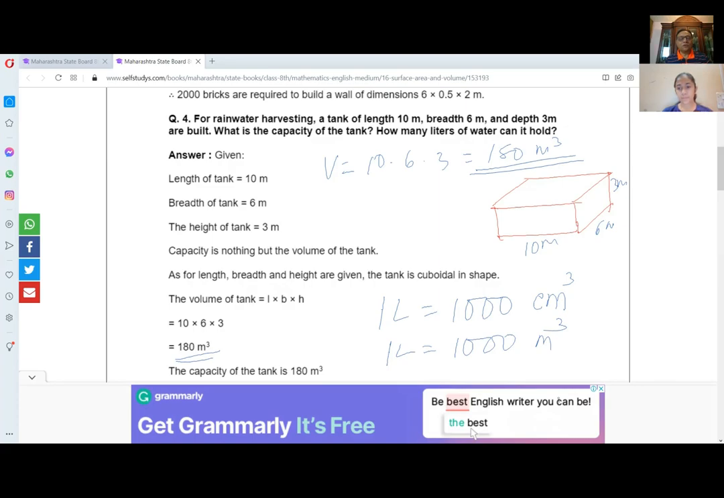So you got 180 meter cube as the tank capacity, but you want to find how many liters it can hold. You have to multiply by 1000, correct? So 180,000 liters. You understand? Correct. Very important, make a note of these dimensions and their relation.